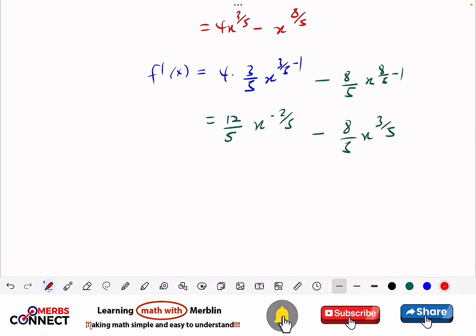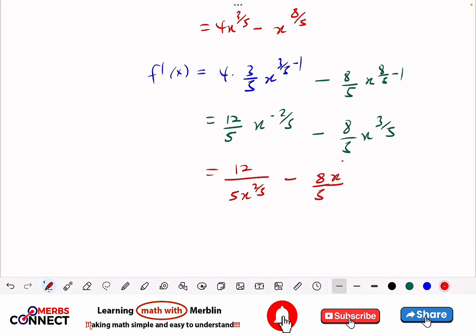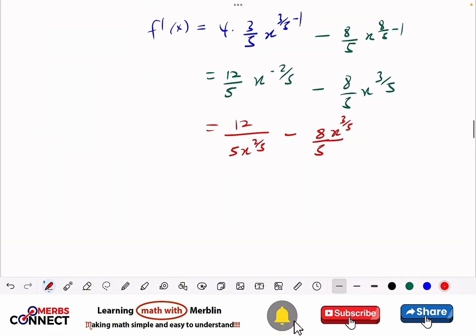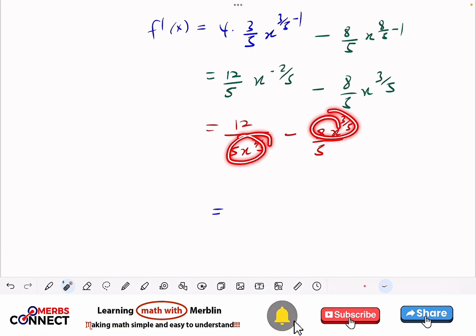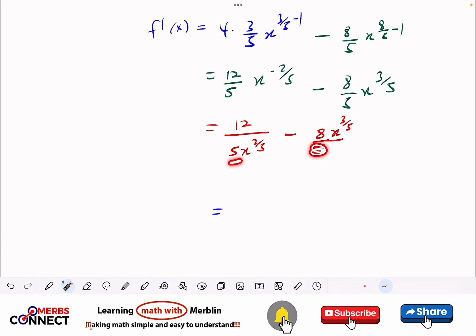So let's try and simplify this. So this is the same as 12 divided by 5 x to the power 2 on 5, minus 8 on 5 x to the power 3 on 5. So we can try to simplify this. I can find some LCM here. Remember how we do our function, this times this, and then this times that. But the 5 is here, the 5 is here. So it's like I want to cancel the 5 out. So I'll just multiply this one by 1. Or let me say you are finding the LCM.